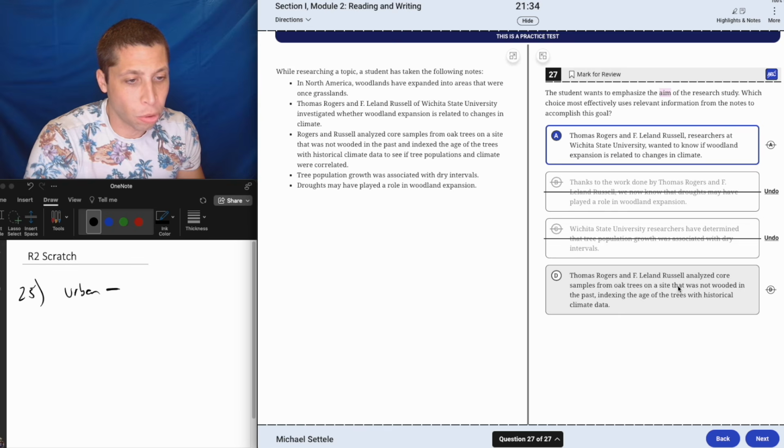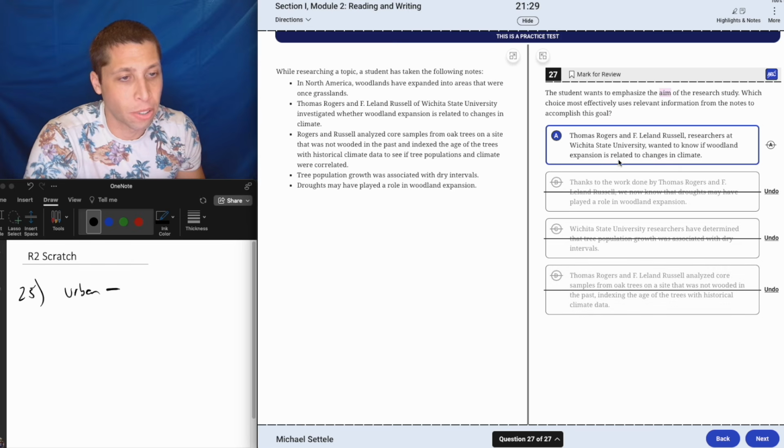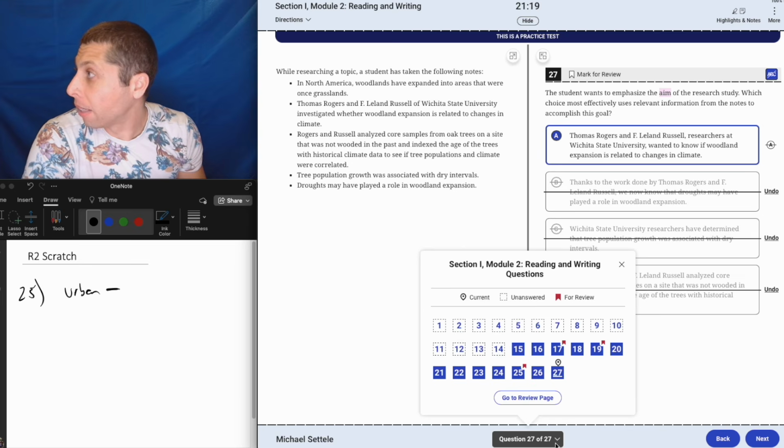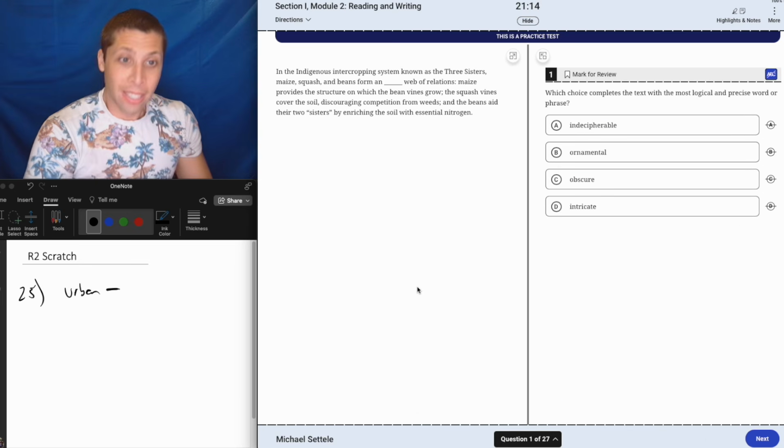Analyzed core samples from oak trees on a site that was not wood in the past, indexing the age of trees with historical climate data. So that doesn't sound like it. So that sounds like a method. Wanted to know, investigate whether woodland is related to changes in climate. Woodland expansion, yeah, that's it. Ugh. How much time did that take? That took 10 minutes. Okay, not so bad.